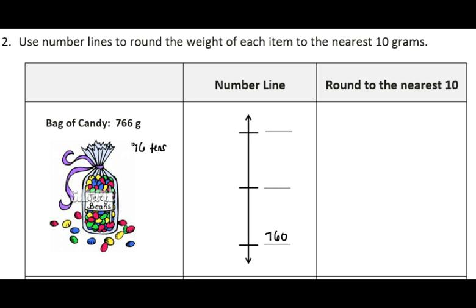10 more than that would be 770. The midpoint between 760 and 770 is 765. Now let's show 766 on the number line about here, and that would round up to 770. That means 766 grams rounded to the nearest 10 would be 770 grams.